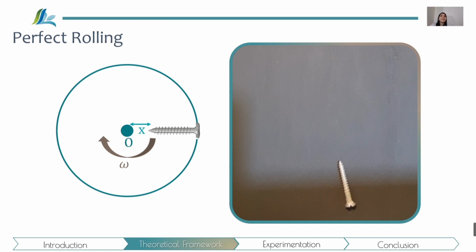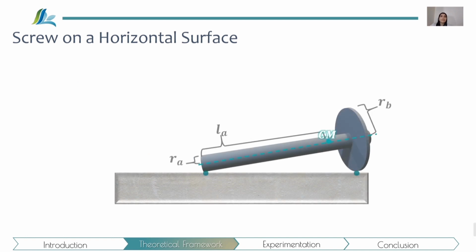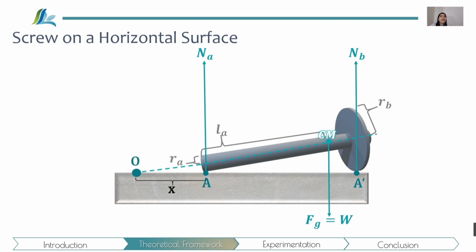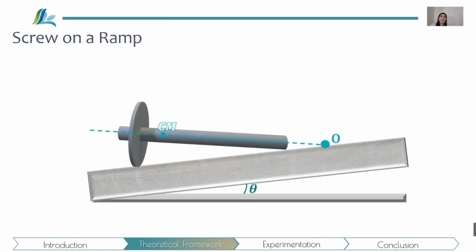In this phenomenon, there is a motion close to perfect rolling. These are the data extracted and some of the forces acting on the screw on the horizontal plane. By placing the screw on a horizontal surface, if we continue the symmetry axis until it meets the horizontal surface, a cone is going to be created. Now the screw is placed on a ramp with angle theta.